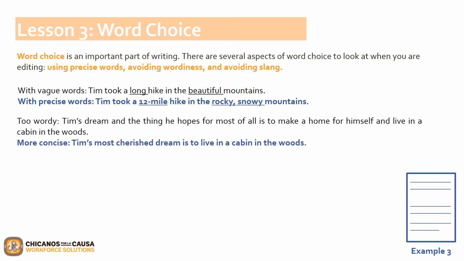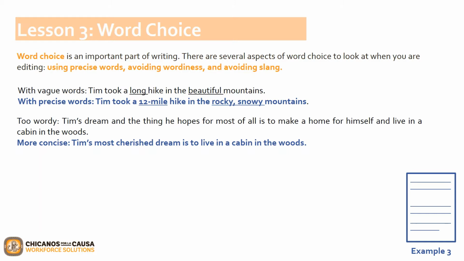For example, a sentence that's too wordy would say, "Tim's dream and the thing he hopes for most of all is to make a home for himself and live in a cabin in the woods." A way you would write this sentence more concisely would be, "Tim's most cherished dream is to live in a cabin in the woods."